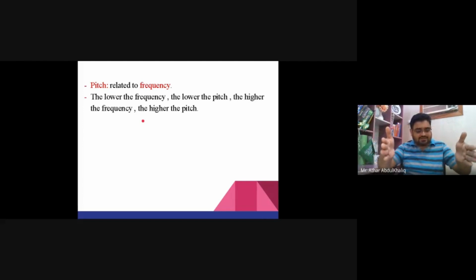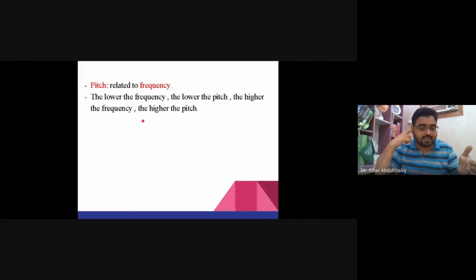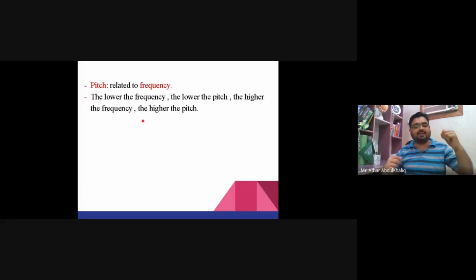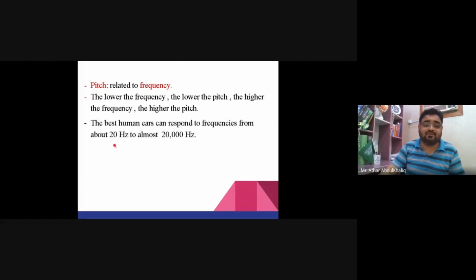Now, we can only hear sound between 20 hertz and 20,000 hertz, depending upon the health of the ear. If my ear is working perfectly, a normal healthy ear, then I can hear sound from 20 hertz to 20,000 hertz. This range that we can hear with a normal or healthy ear is called the audible frequency range. So the audible frequency range for a normal ear is 20 hertz to 20,000 hertz.